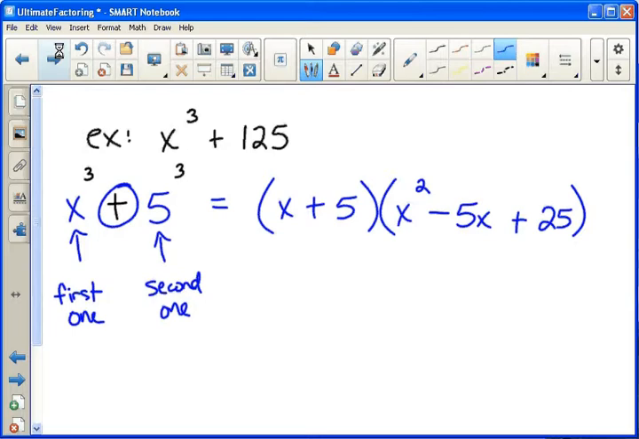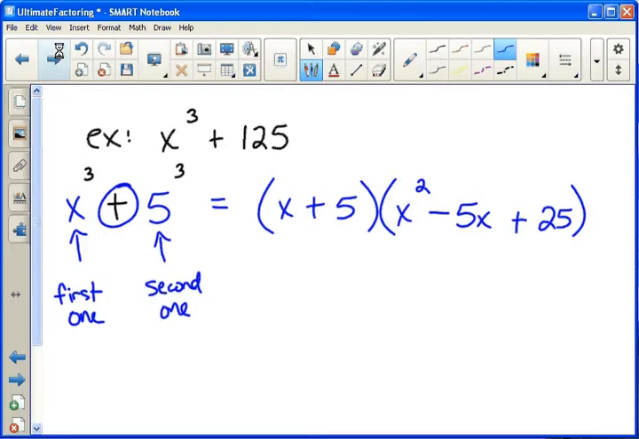Again, if you would like to check your answer, you can multiply that entire thing out. You have to do it with a lot of distributing. Every term in the first set of parentheses has to be multiplied by every term in the second parentheses. But you can do that. You can combine all the like terms, and if you've done everything correctly, you should get x cubed plus 5 cubed, or x cubed plus 125, right back.